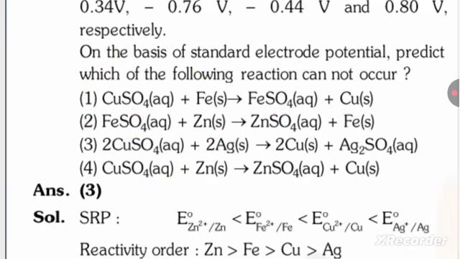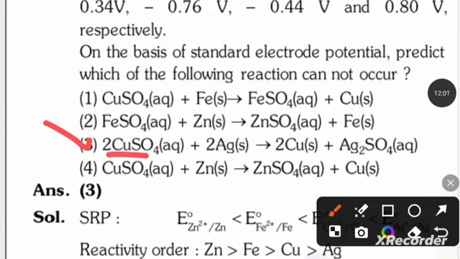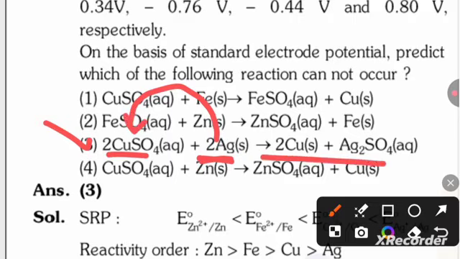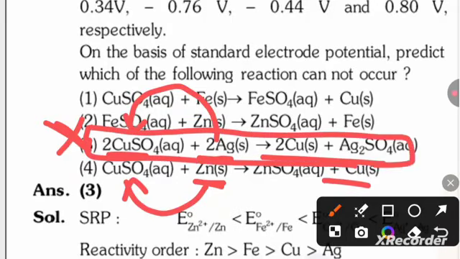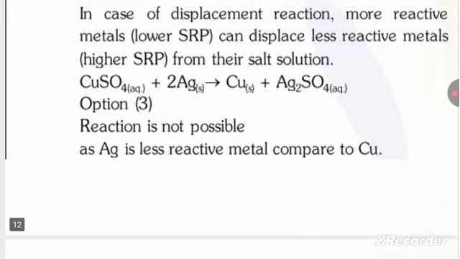This is also possible. In the third reaction, copper sulfate and silver. Silver is less reactive because it has more reduction potential, so silver cannot displace copper from copper sulfate. So this reaction is not possible. The fourth is also possible because zinc is more reactive than copper, so it can displace. So the third reaction, between copper sulfate and silver, is not possible. Let us move to the next question.